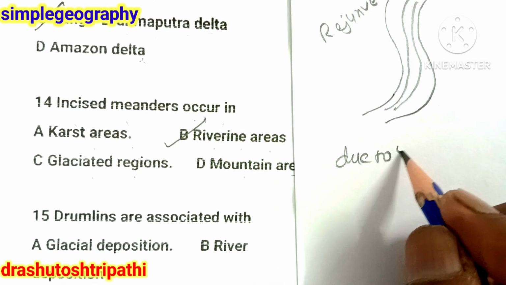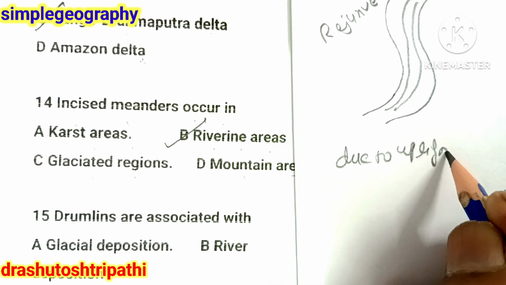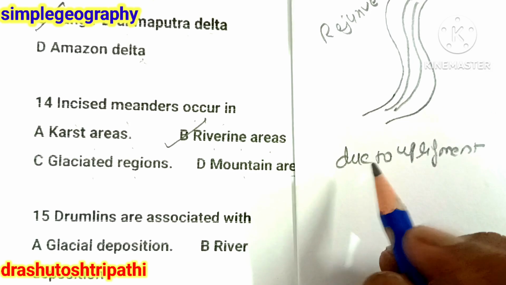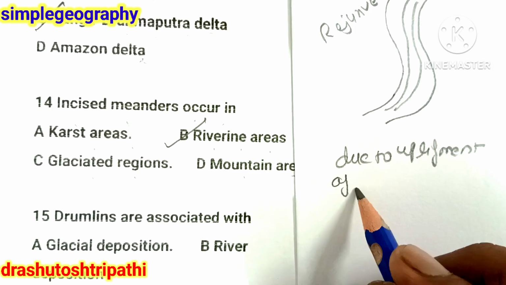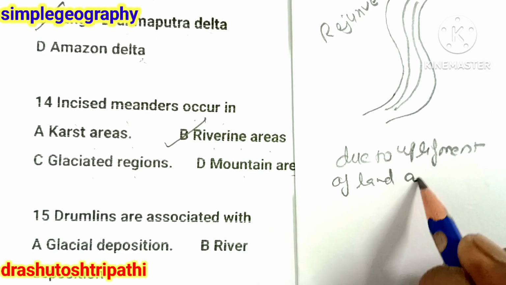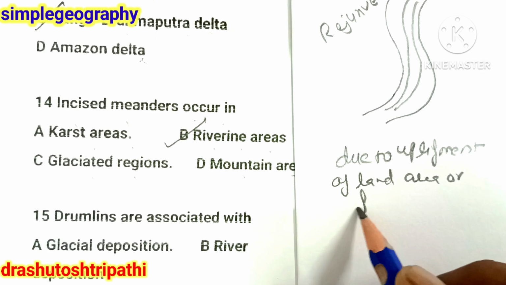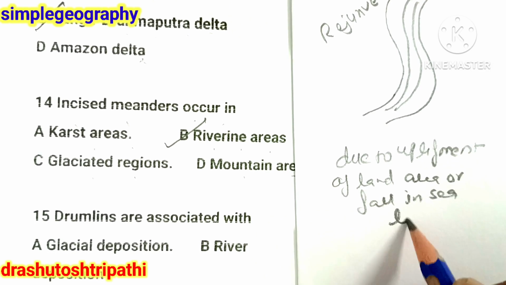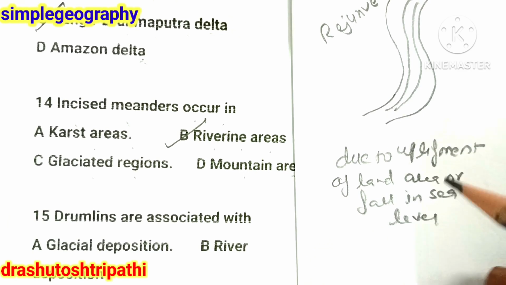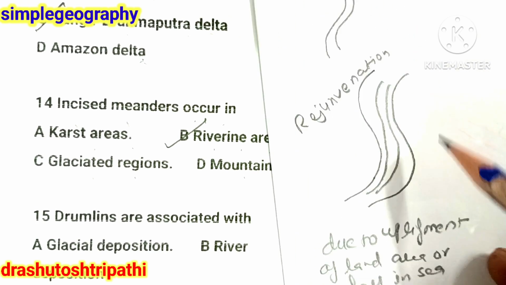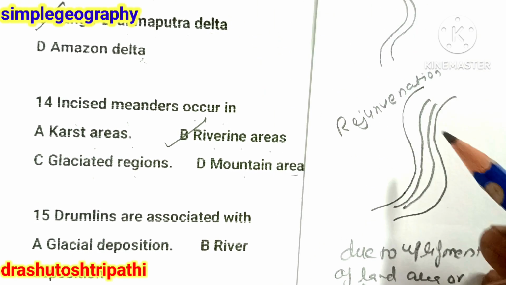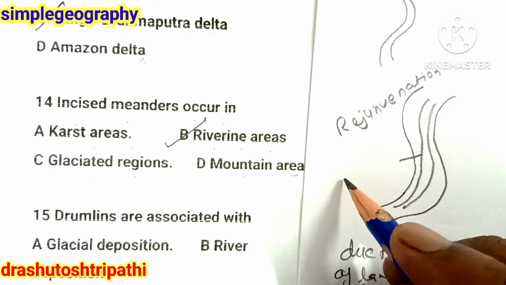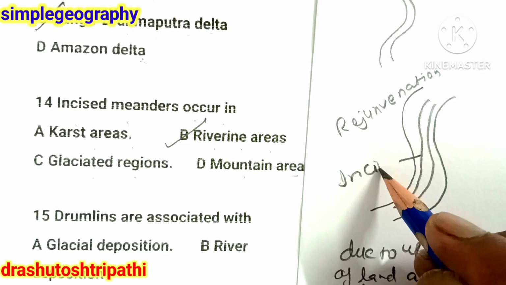due to upliftment of land area or fall in sea level. Due to this, a new meander is formed in an old meander, and that meander is known as incised meander.